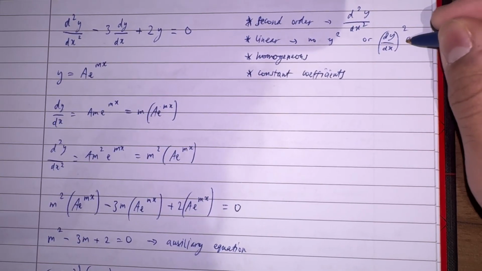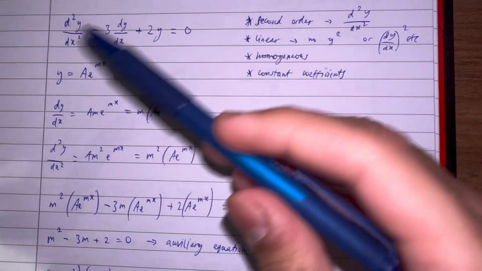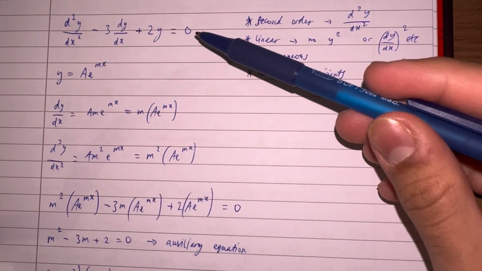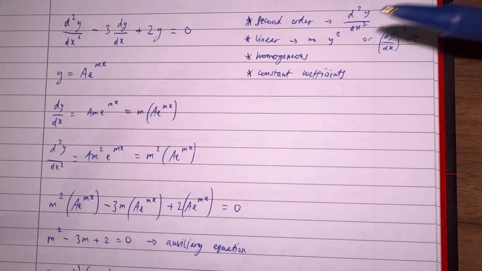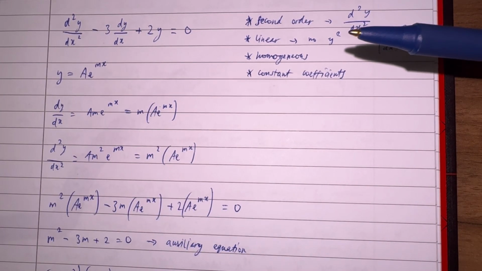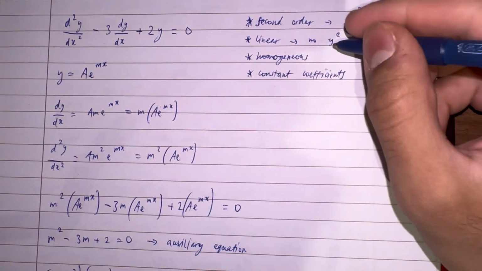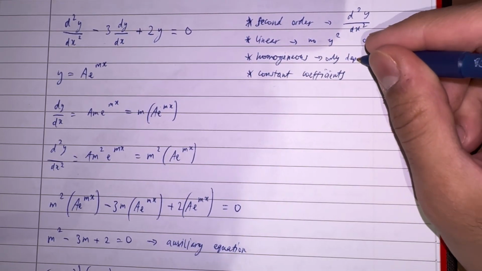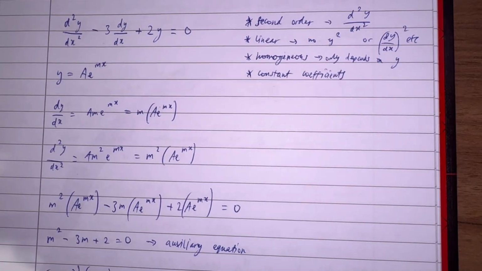It's homogeneous because the whole equation only depends on y and its derivatives. If we had something on this side of the equation, something like sin x or x to the power of some constant, then it would be non-homogeneous. So this is homogeneous because it only depends on y and its derivatives.